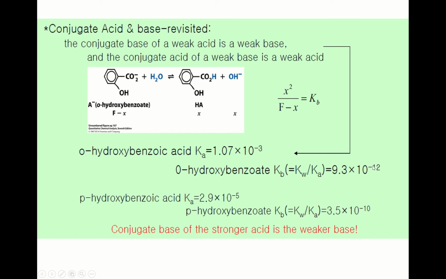In the meantime, for the para form, para-hydroxybenzoic acid, Ka is smaller than Ka for the ortho form, but its Kb is larger than the ortho form. It's 3.5 times 10 to the minus 10. So here is a general statement: the conjugate base of a strong acid is the weaker base.